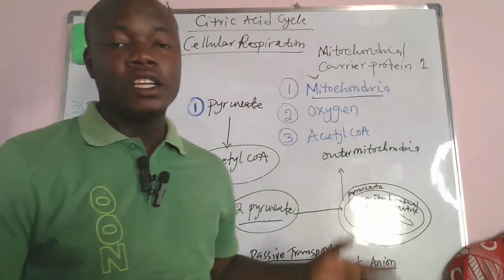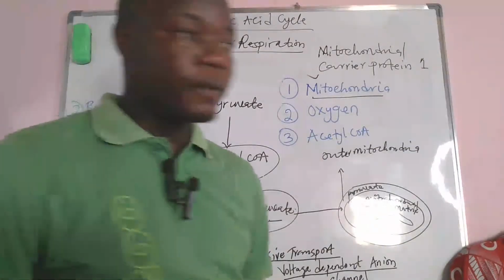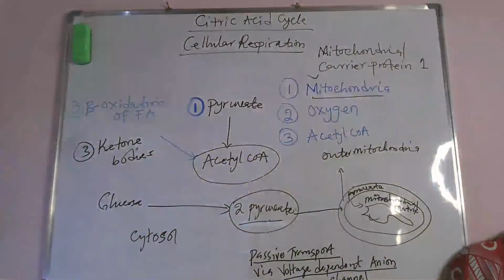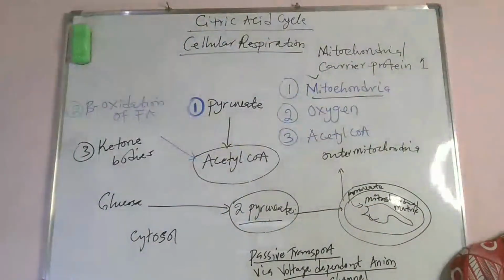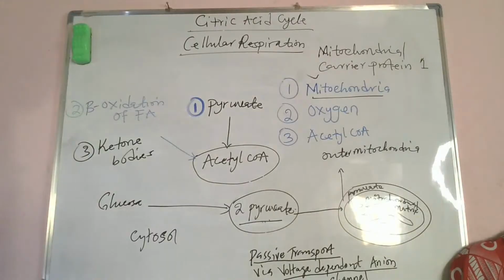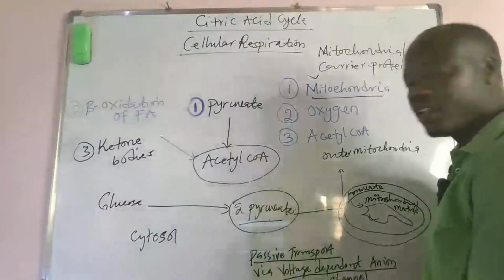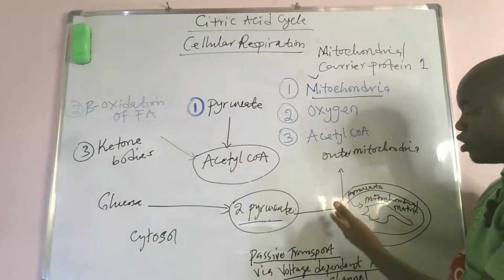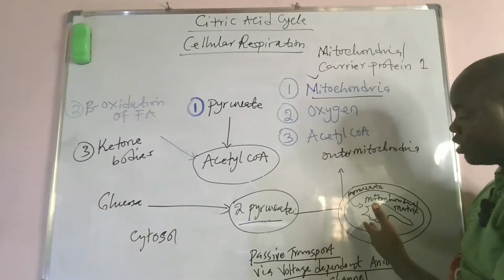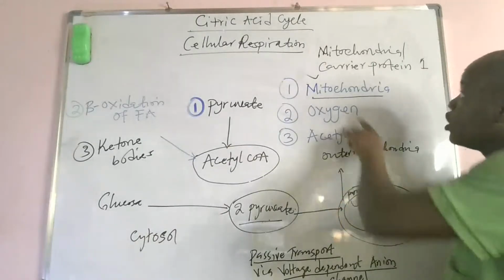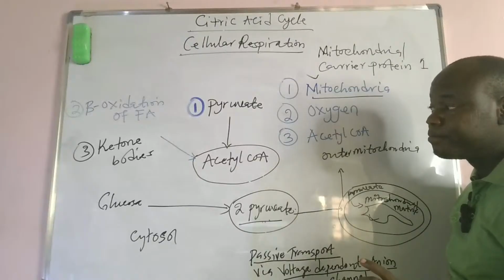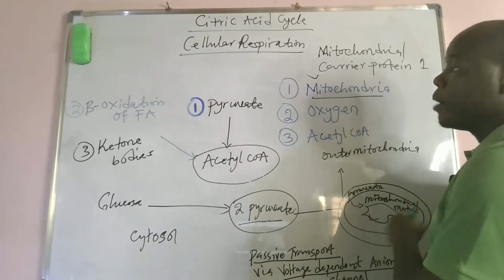So first, the pyruvate is generated and then it will transport itself to the outer mitochondria. And once that happens, from the outer mitochondria, it will transport itself to the mitochondrial matrix using mitochondrial carrier protein 1 and 2. So is that clear? After that, you have your pyruvate in the mitochondrial matrix.